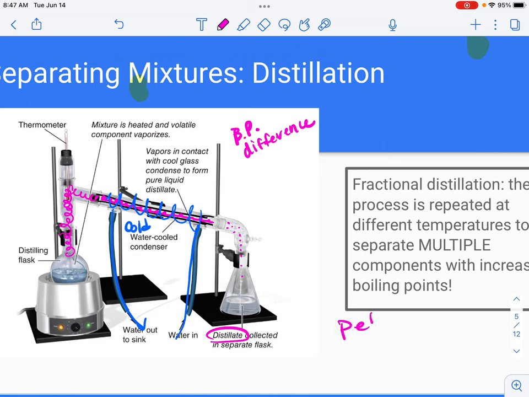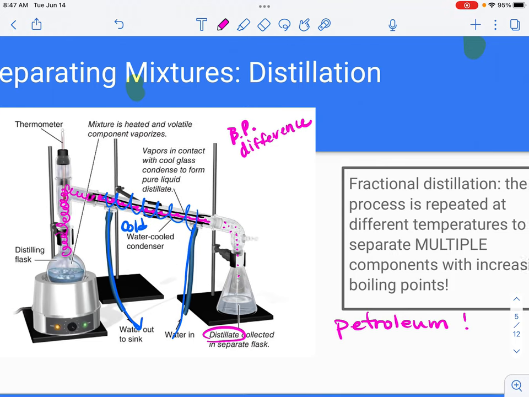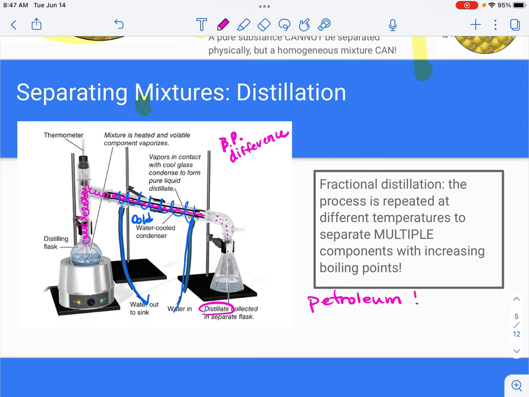They use this in petroleum distillation. So crude oil, as it comes out of the ground, is then distilled into the multiple parts that we use, like octane for gasoline, and you know, we have like kerosene oil, and then we have natural gas, etc. So this fractional distillation is used to collect the different parts of that petroleum.